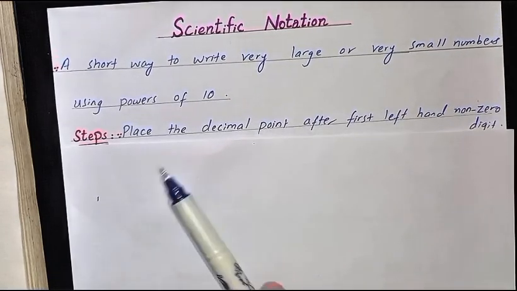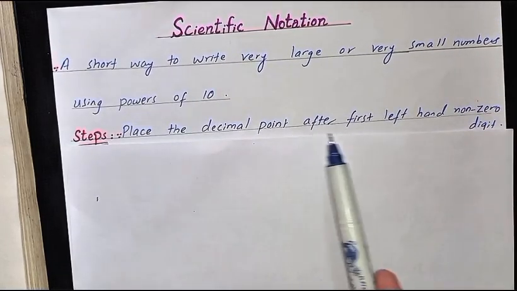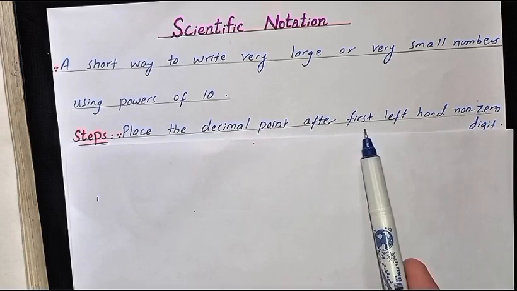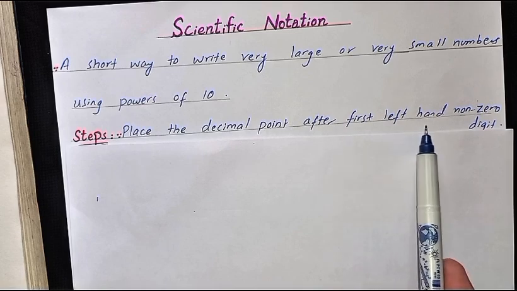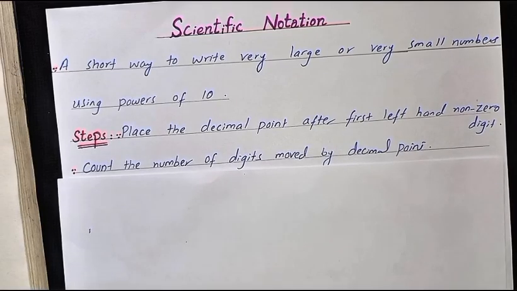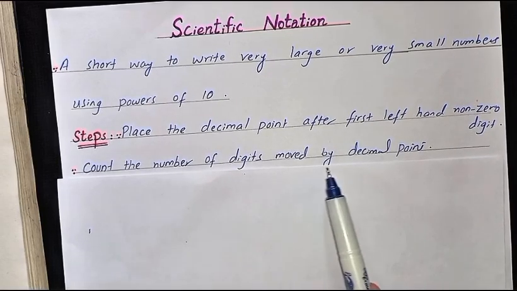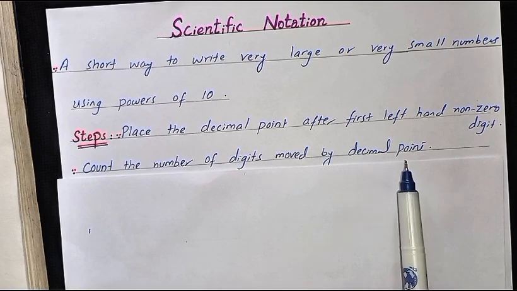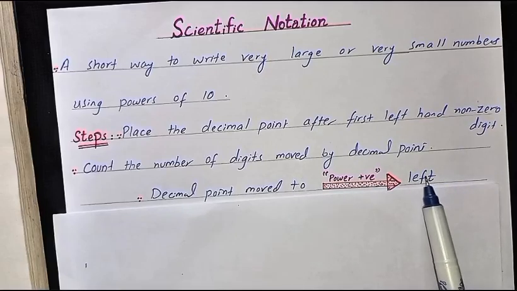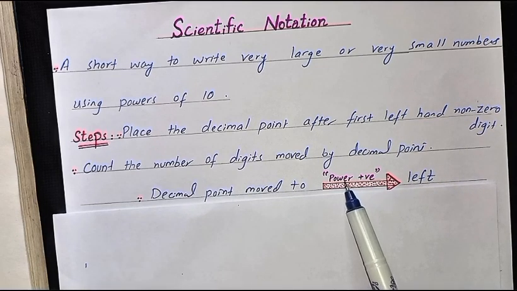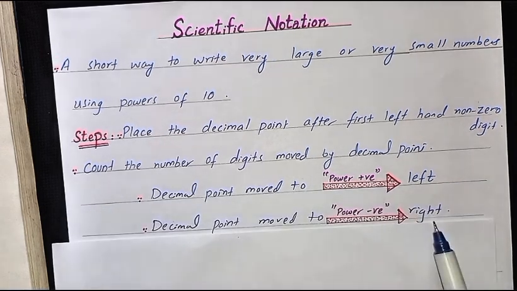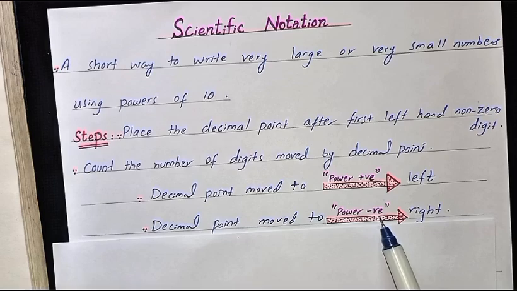First step is to place the decimal point after the first left-hand non-zero digit. Step number 2 is to count the number of digits moved by the decimal point. Step number 3 is if the decimal point moved to the left side, the exponent is always positive, and if the decimal point moved to the right side, the exponent is negative.